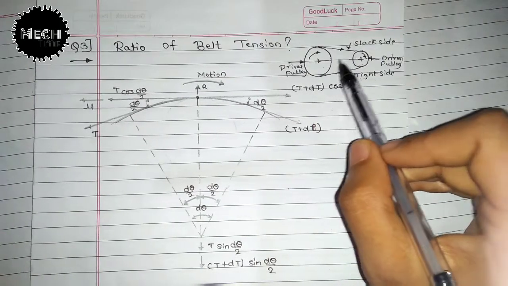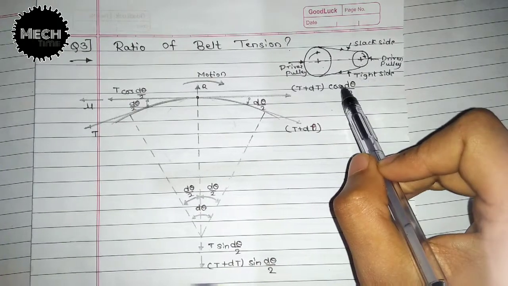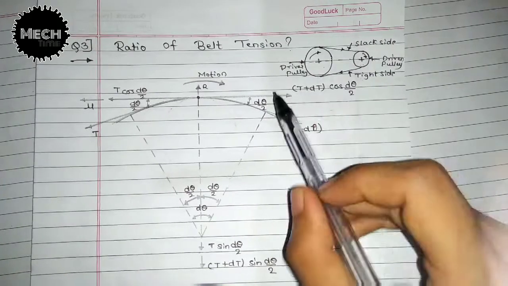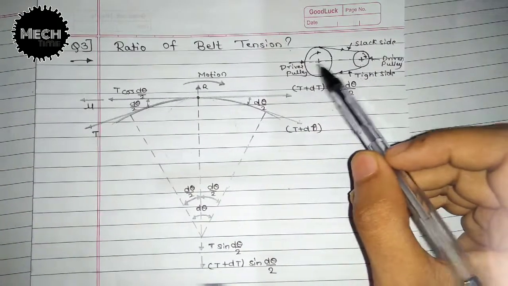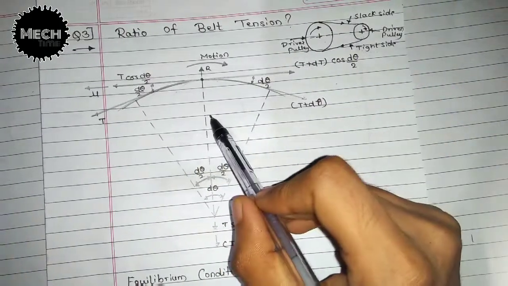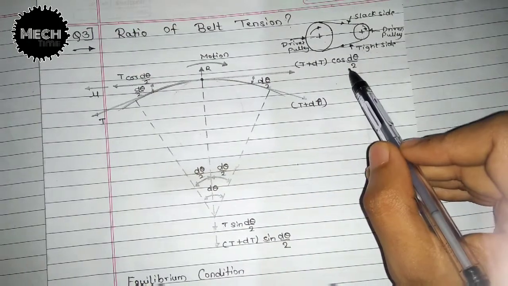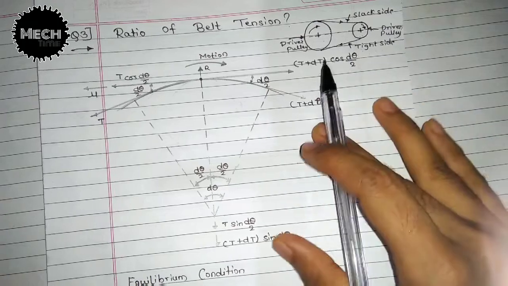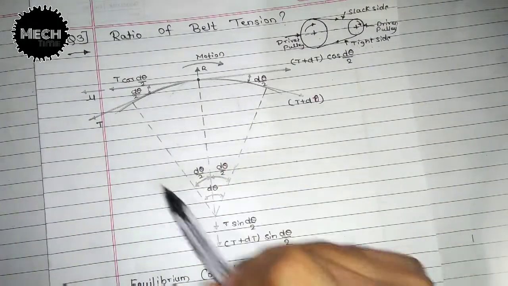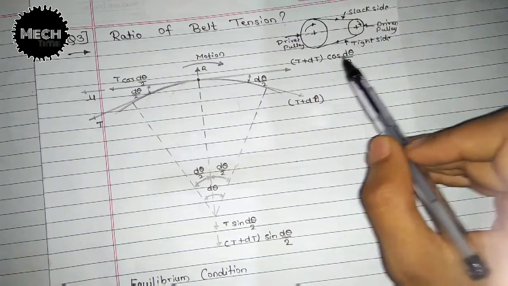Now we need to find the tension of both the slack and tight side. So let's see. To find the tension of both, I have drawn the driver part. You can see the driver part. I have drawn this part over here to find the tension of both the slack side as well as the tight side.